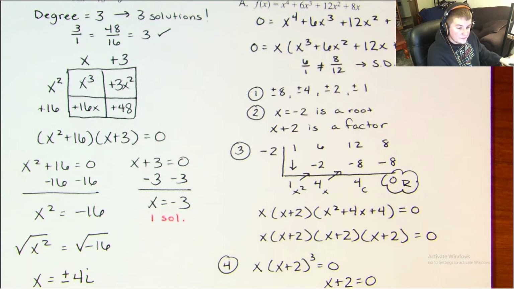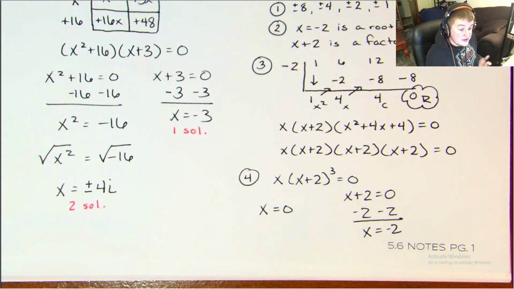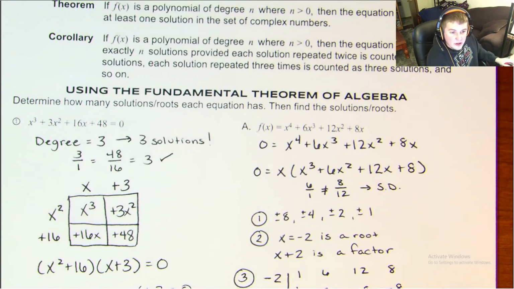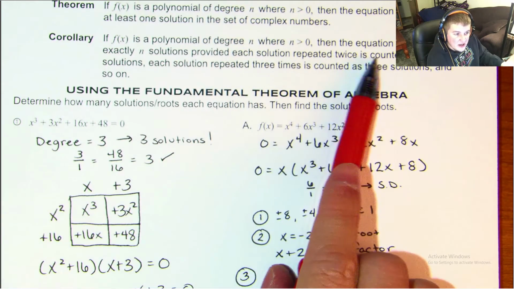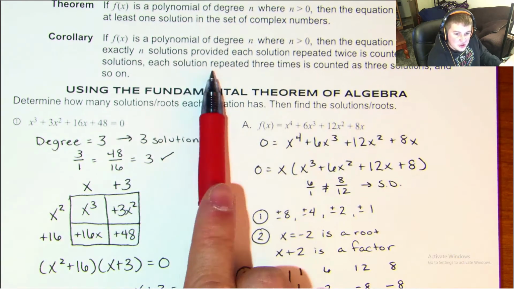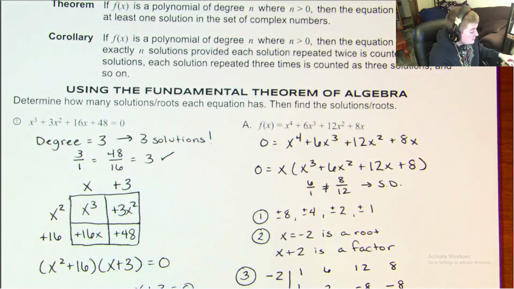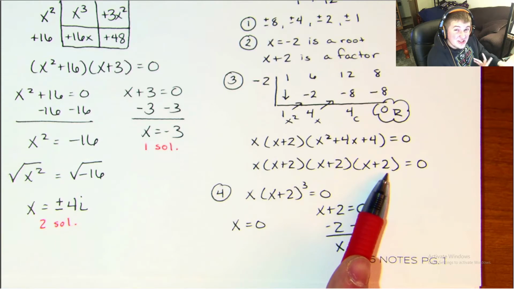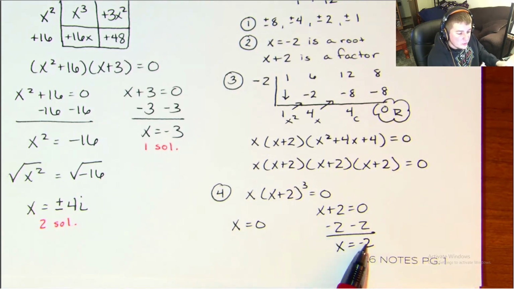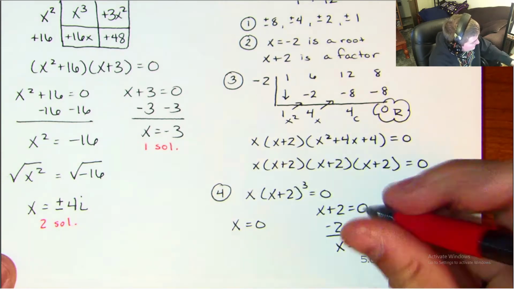Okay, now here is a very particular one, right? Because we clearly only have 2 answers. But as you read the corollary to the fundamental theorem of algebra, each solution repeated twice is counted as 2 solutions. And each solution repeated 3 times is counted as 3 solutions. This factor occurred 3 times. Since this occurred 3 times, we can count this as 3 solutions.